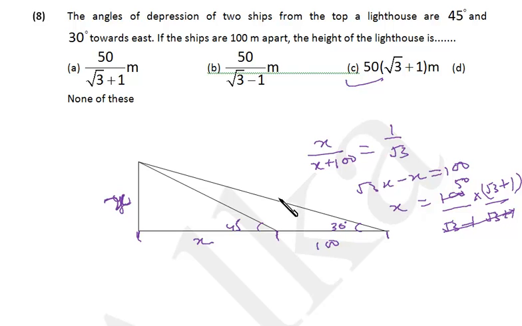And most of the time what happens, like our answers are rationalized, right? So if you are getting this sort of answer root 3 minus 1 in the denominator, you are not able to see, then you can rationalize that, okay, by multiplying by its conjugate. Okay, so that's 50 into root 3 plus 1, that's correct choice.